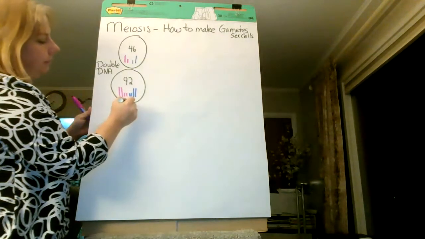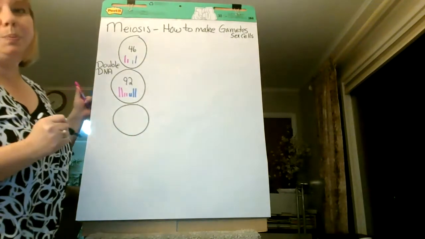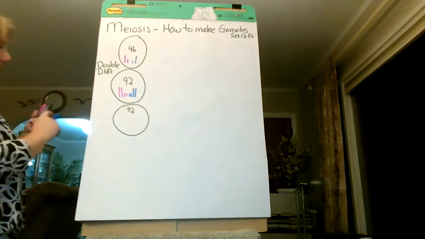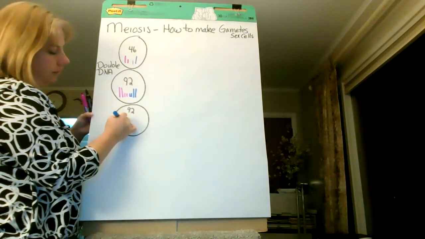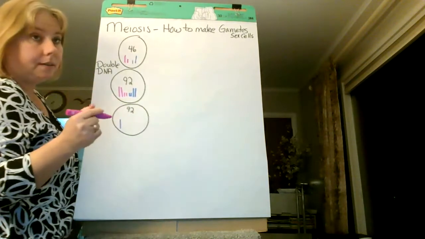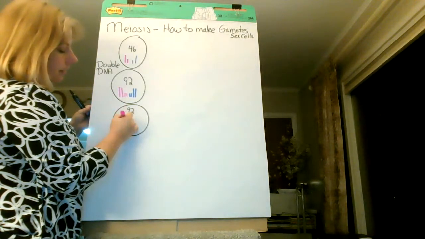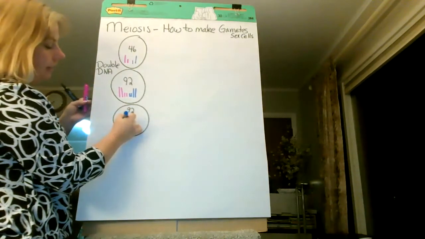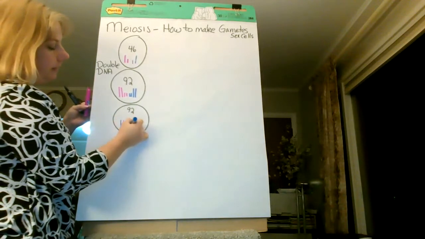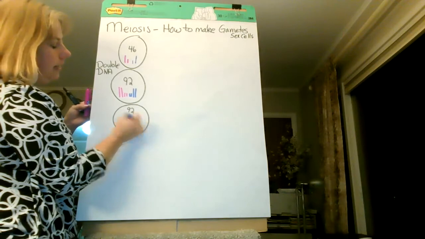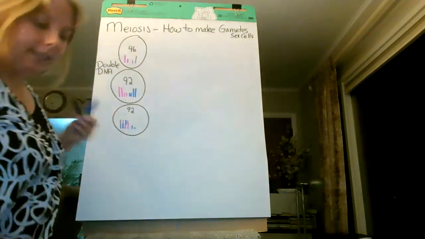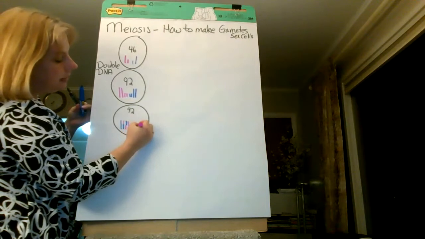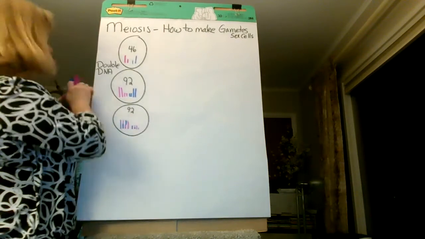So in this next step right here, something super cool and awesome happens. Okay, we still have 92 chromosomes, but those chromosomes of yours from your parents, they get together and they line up and they swap genetic information. Okay, and that is so awesome because you are making chromosomes that no one has ever seen before.